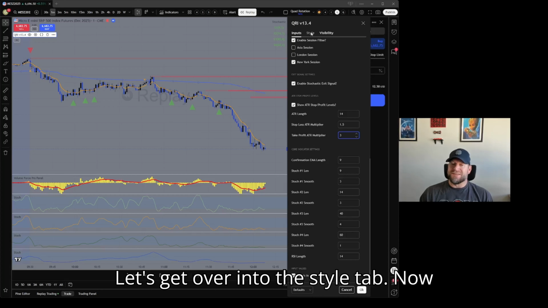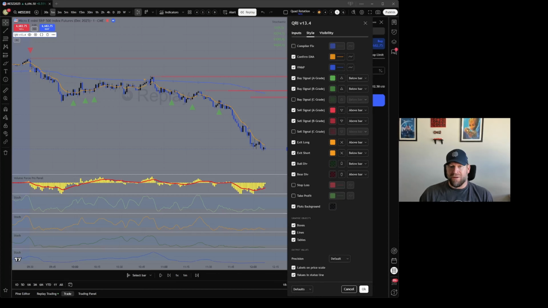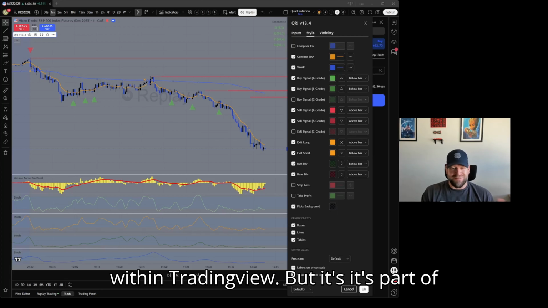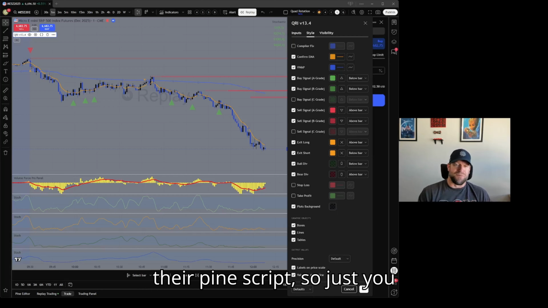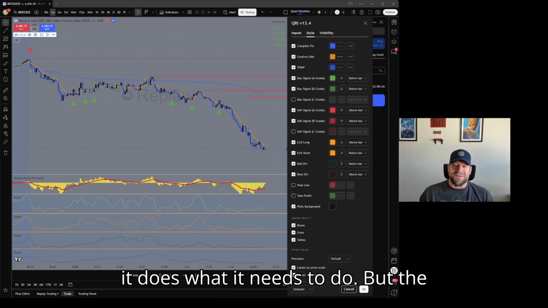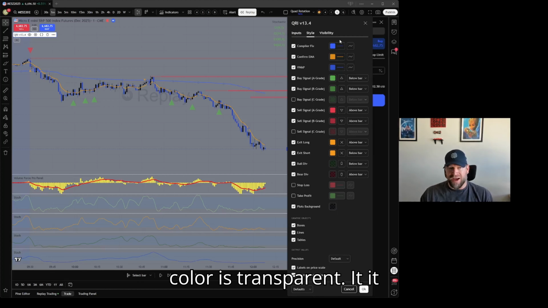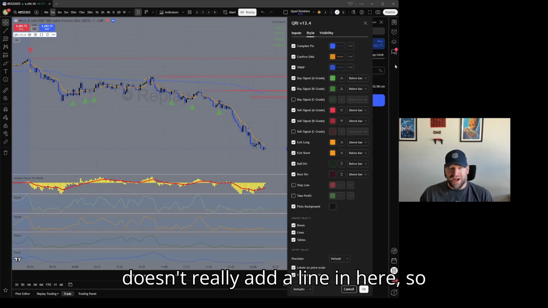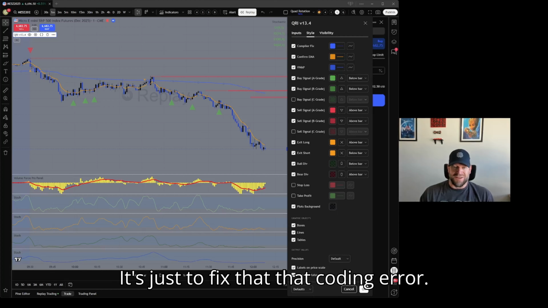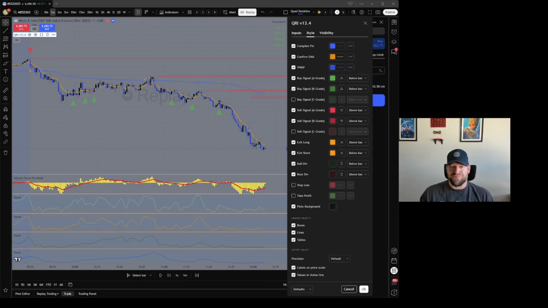Let's get over into the style tab now. The compiler fix, you'll see this at the top of the style tab. This is a technical setting to solve a minor bug within TradingView, but it's part of their Pine script. So you should leave it on to make sure that it does what it needs to do, but the color is transparent. It doesn't really add a line in here, so I haven't made it do anything that way. It's just to fix that coding error.